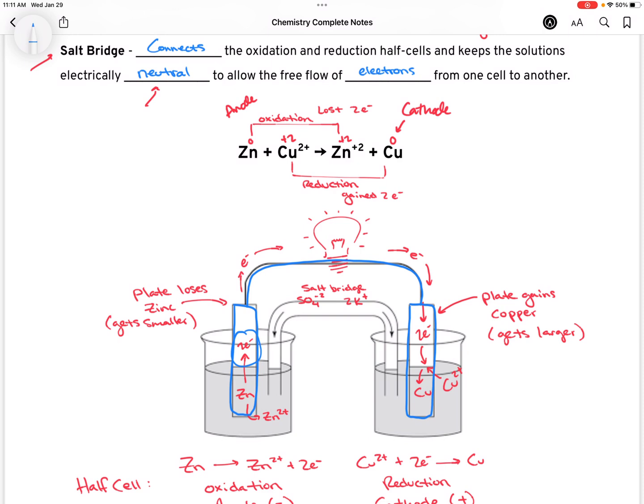Now, here's the issue that we're going to face: as zinc loses electrons, it becomes an ion. It becomes positive 2. And when metals are ions, they will become part of a solution. So this solution is going to become increasingly positive.